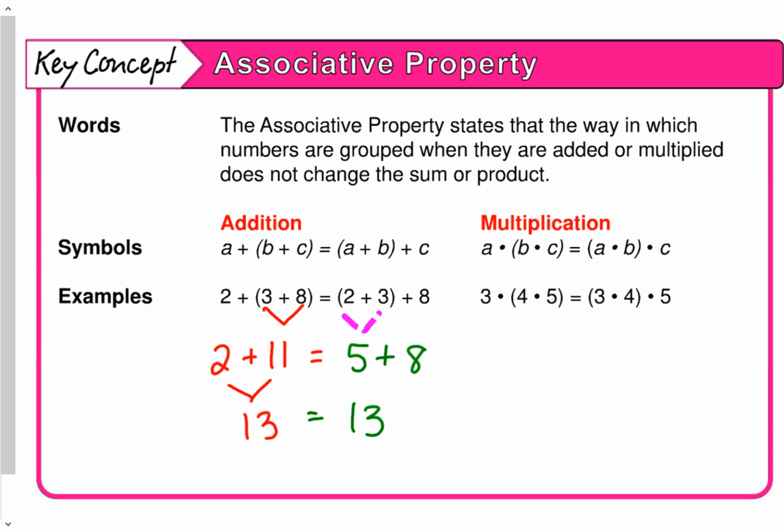Same thing for multiplication. We have the same numbers, 3, 4, and 5. The only difference is 4 times 5 will be multiplied first here, and 3 times 4 is to be multiplied first here. So 4 times 5 is 20, and 3 times 20 equals 60. Now on the right side, 3 times 4 goes first, 12 times 5, and that also equals 60. So the grouping changed from the left side to the right side, but we have the same answer.